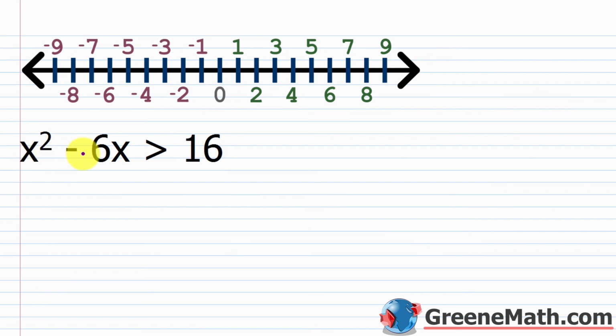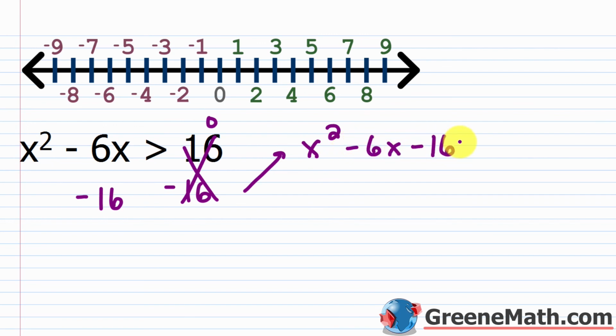So we have x squared minus 6x is greater than 16. The first thing I'm going to do is write this where my quadratic expression is on the left side and 0 is on the other side. I can do that by just subtracting 16 away from each side of the inequality. This would cancel and become 0. I would have that x squared minus 6x minus 16 is greater than 0.